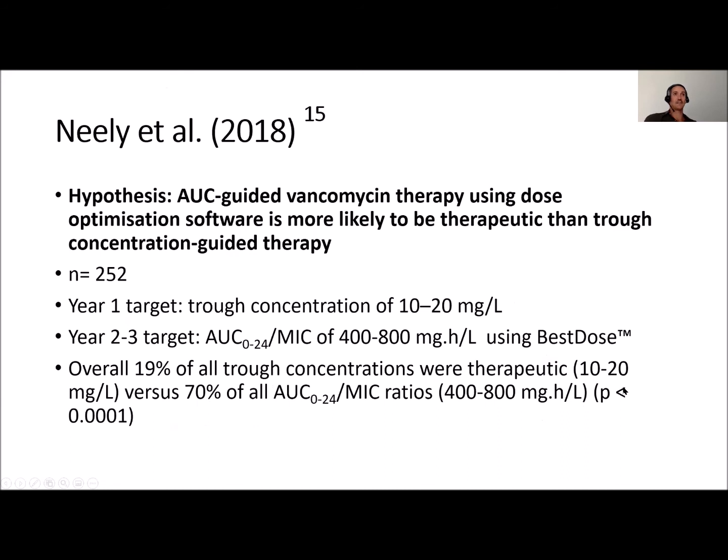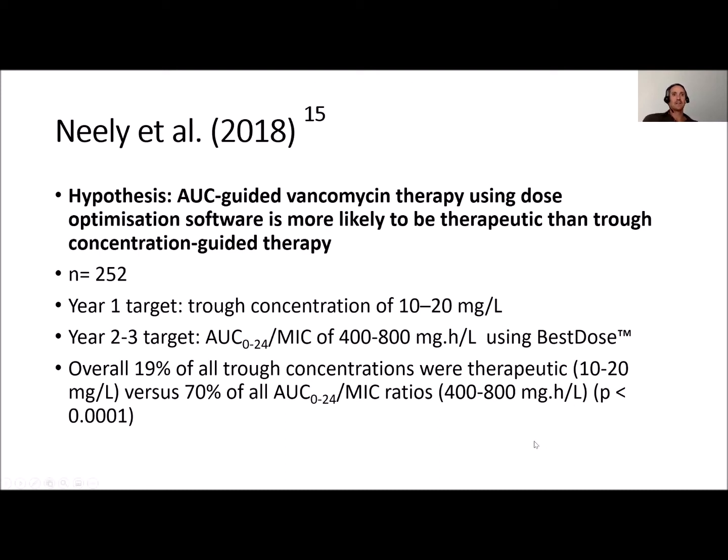And I wanted to just touch on this neat little paper from Neely et al. in 2018. This was looking at AUC-guided vancomycin using dose optimization software, and whether it was more therapeutic than using trough concentrations. It was a study over 3 years in 250 patients. In the first year, they just used trough concentrations and clinician-driven dosing, aiming for 10 to 20. In years 2 to 3, they were aiming for an AUC over MIC of above 400, below 800. The difference between year 2 and year 3 is that in year 3, with this software, which provided the best dose, they used an optimized timing of taking samples, with which the software could really narrow in on what the predictions would be.